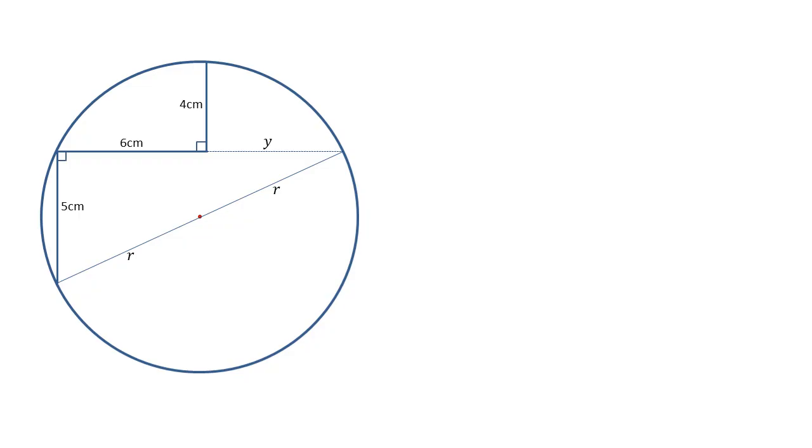We can use Pythagoras' theorem. So the square of the hypotenuse is equal to the sum of the squares of the other two sides. So 2r all squared is equal to 5 squared plus the square of 6 plus y. Expanding that, we get that 4r squared is equal to 25 plus the expansion of those brackets, so 36 plus 12y plus y squared. Bringing the 25 and the 36 together, we get 4r squared equals 61 plus 12y plus y squared. I'm going to call this equation 1 because we're going to come back to it later.